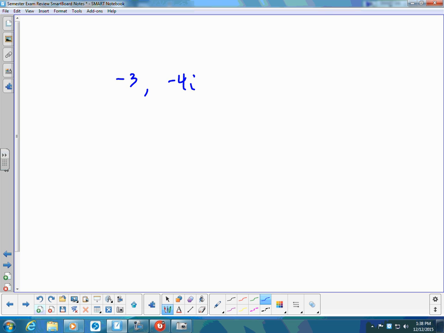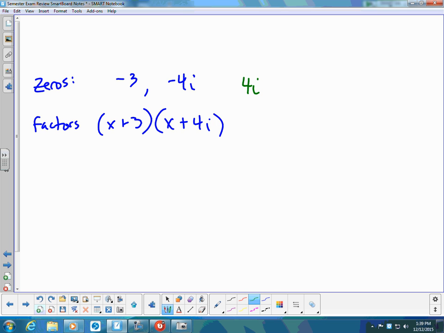So what would be the factors? Well, if negative 3 is a zero, then x plus 3 is going to be a factor. Zeros, factors. And if negative 4i is a zero, then x plus 4i is going to be a factor. But imaginary zeros come in pairs. So if negative 4i is a zero, then positive 4i is also going to have to be a zero. So x minus 4i is going to be another factor. So in this case, I would want to multiply all of these out to get my answer in simplest form.